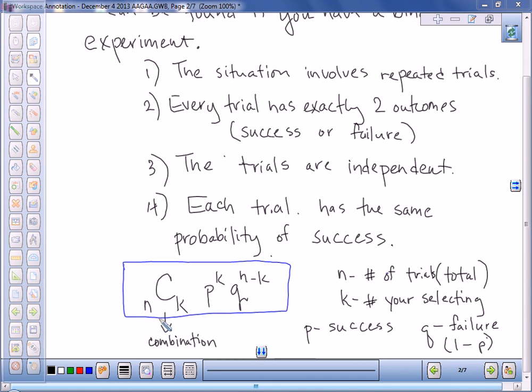All right, now this is the formula we're going to use in just a minute, and I'm going to show you where it comes from. It's a combination of n choose k, if k represents the number that we're selecting for our success. P is the probability of success. Q is the probability of failure. We raise P to the K and Q to the N minus K. And I'll show you how that works in just a second.